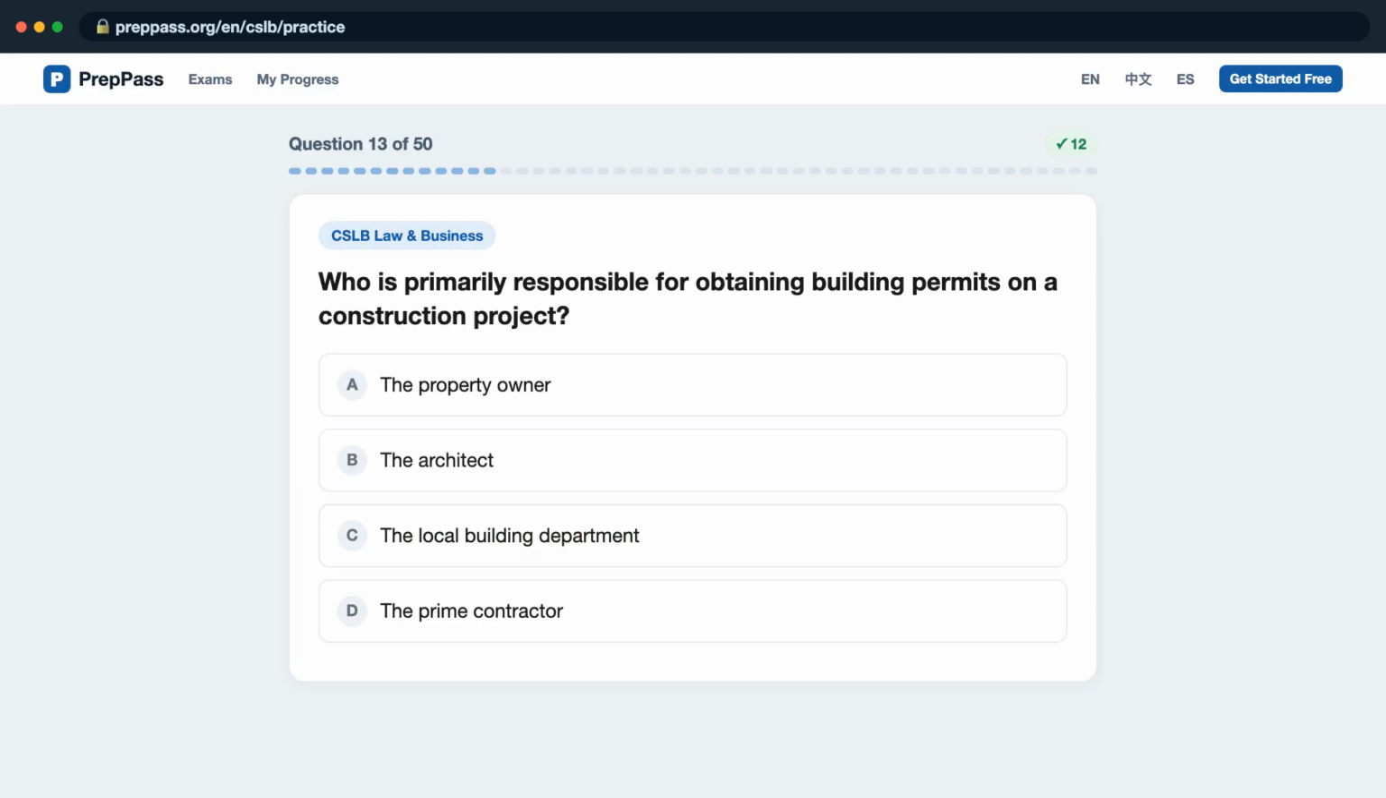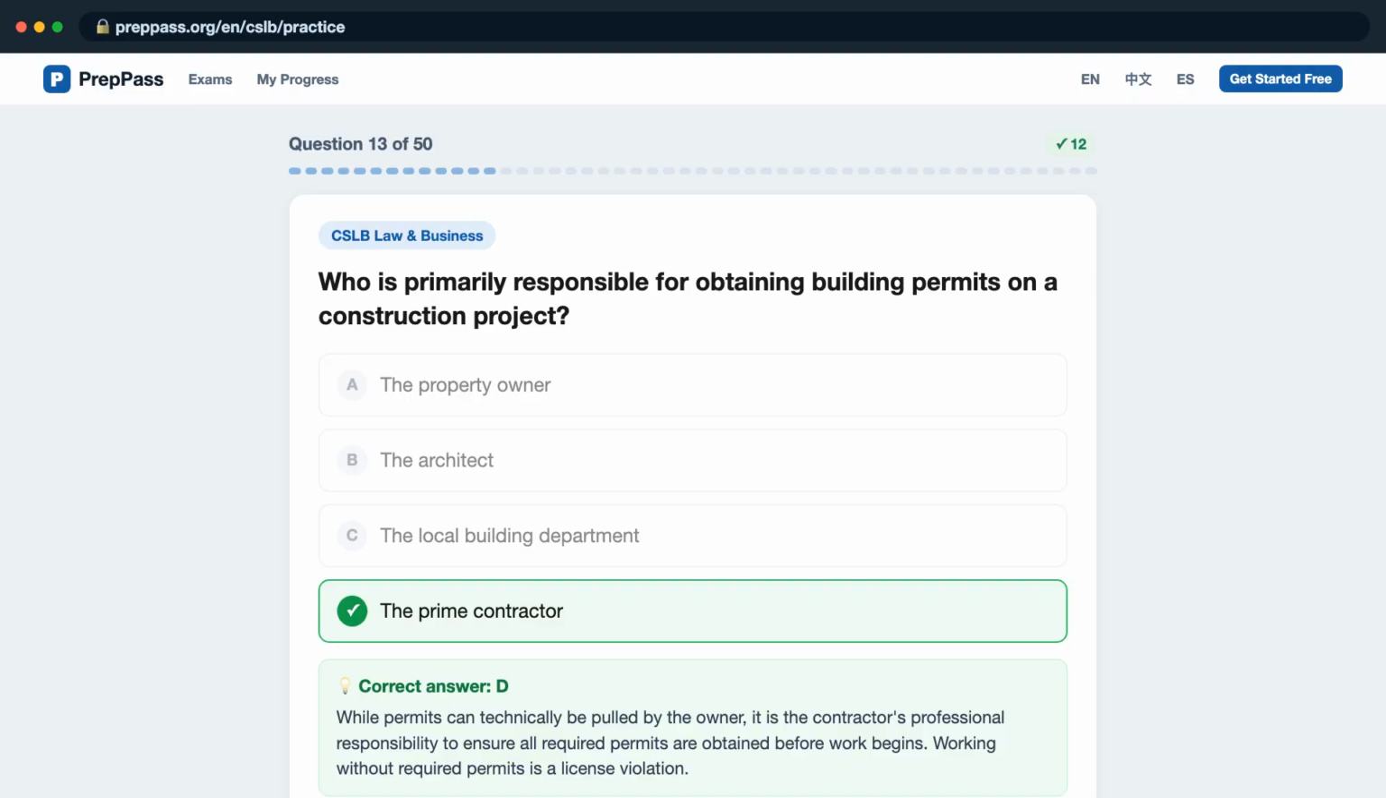Question 13. Who is primarily responsible for obtaining building permits on a construction project? Is it A, the property owner? B, the architect? C, the local building department? D, the prime contractor? The correct answer is D.